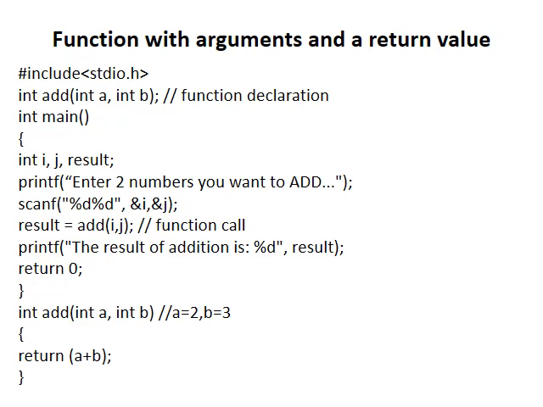Then return a plus b. So in this example the return value will be 2 plus 3, that is 5. So 5 will be returned to the calling function. So 5 will be stored in the variable result. Then printf, the result of addition is %d. So result is displayed, that is 5. Then return 0 is executed, which marks the end of the main function.